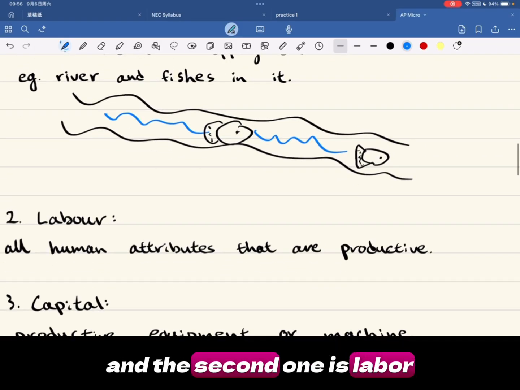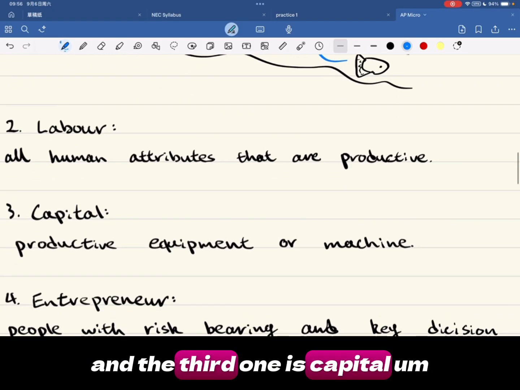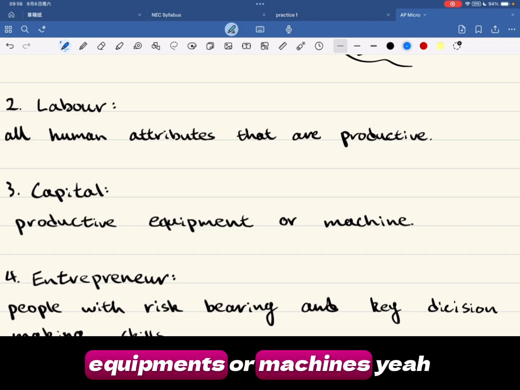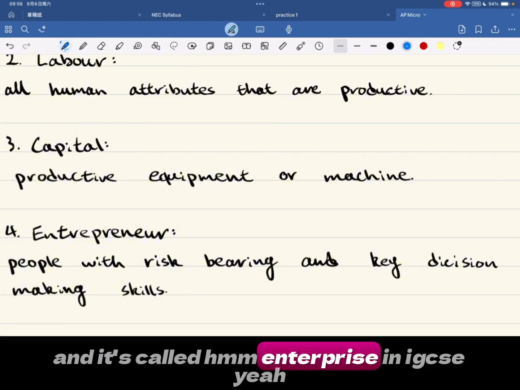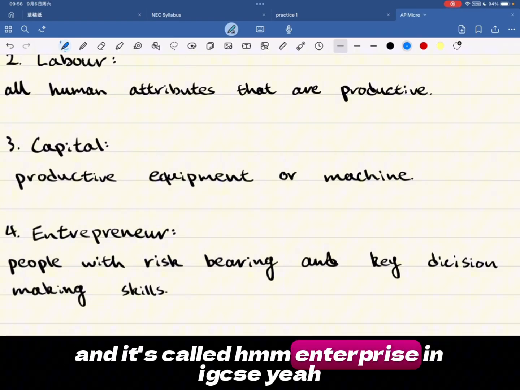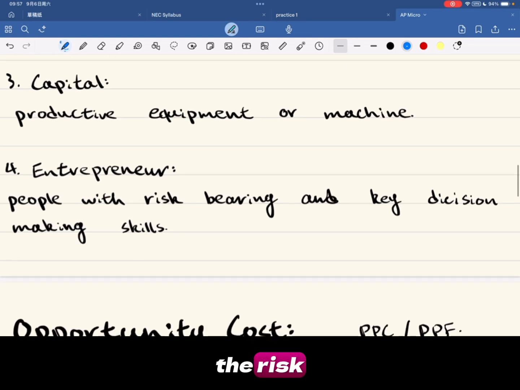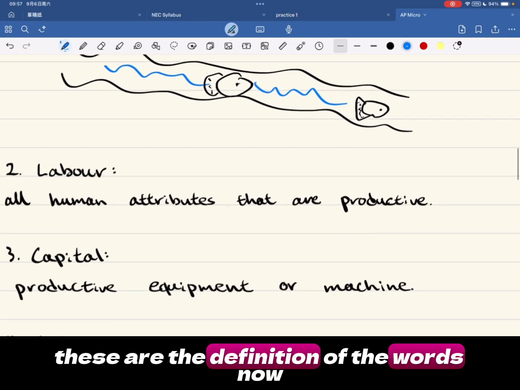And the second one is labor, which means all the human attributes that are productive. The third one is capital, the productive equipment or machines. And the last one is entrepreneur, which is called enterprise in IGCSE. It basically means people who are able to make key decisions and bear the risk. These are the definitions of the words.